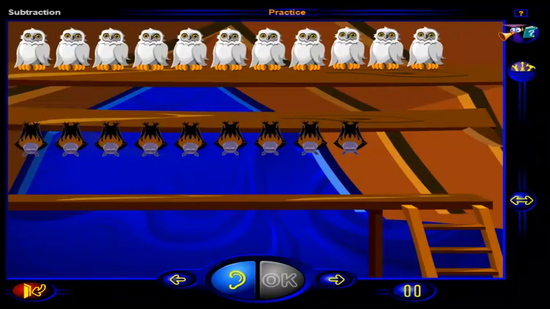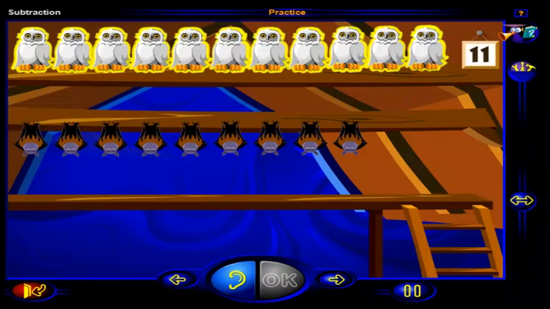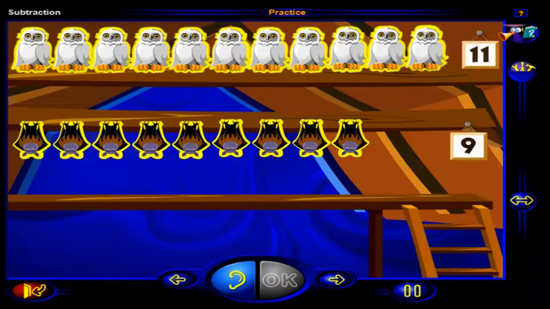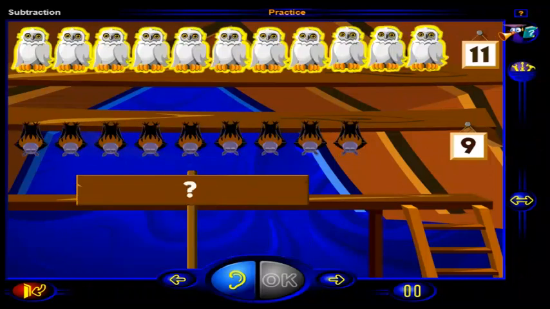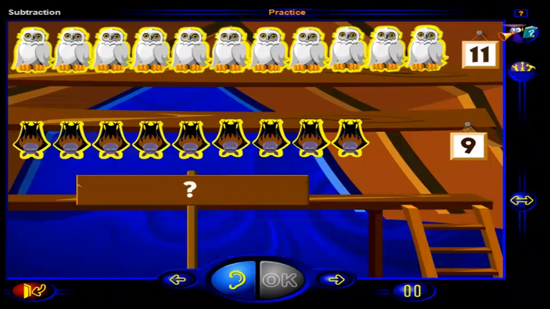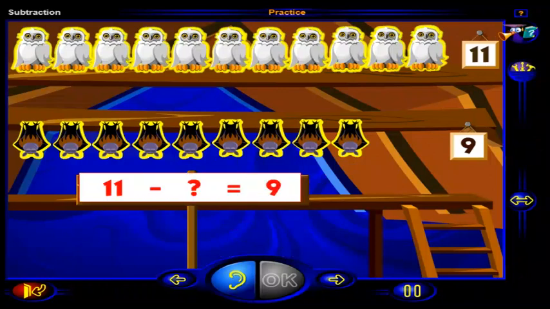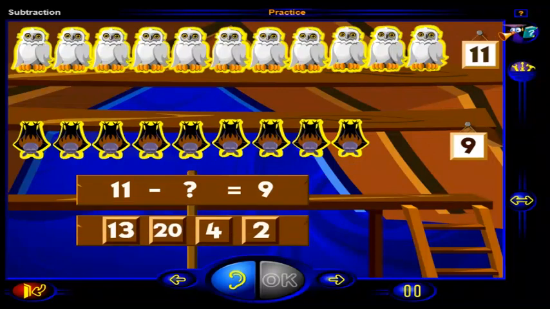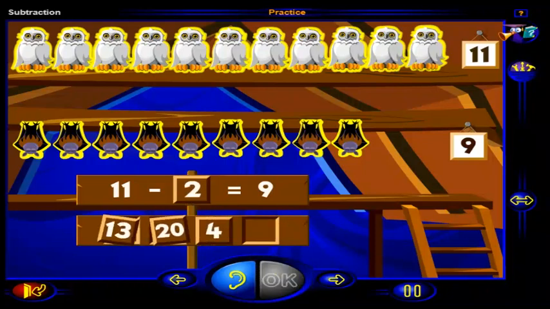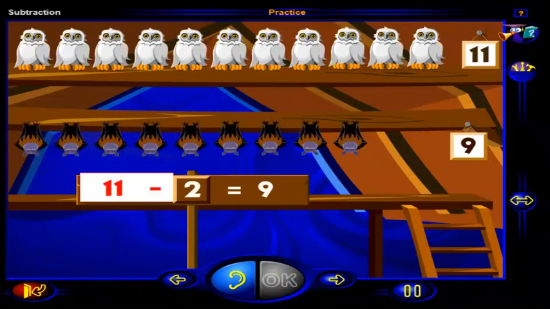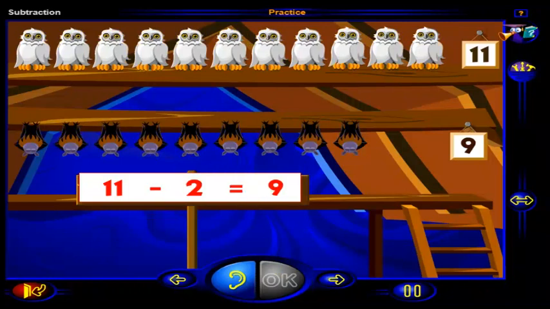There are 11 owls here and 9 bats here. To find how many more owls there are than bats, we can find the number that you subtract from 11 to get 9. 11 minus what number equals 9? Drag a number here and then click OK. That's right. 11 minus 2 equals 9.